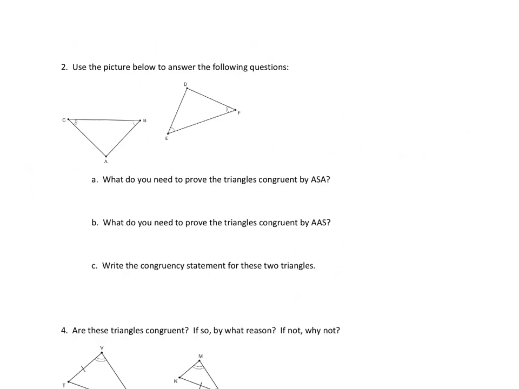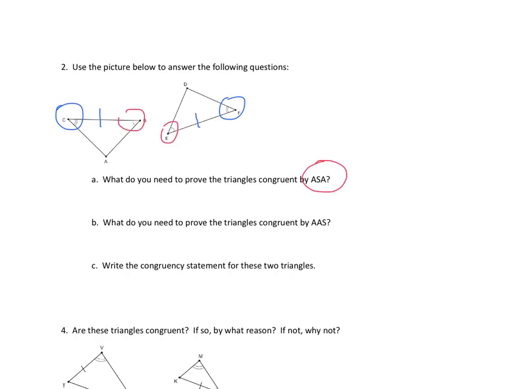Okay, use the picture below to answer the following questions. What do you need to prove the triangle is congruent by ASA? Okay, so we need angle, side, angle. So if you notice, what am I given in the picture? That angle and that angle are congruent. Angle C and angle F are congruent. I want an angle, side, angle. Notice the S is between the two A's, so I've got to have the side that's between the two angles. So this side would have to be congruent to this side.